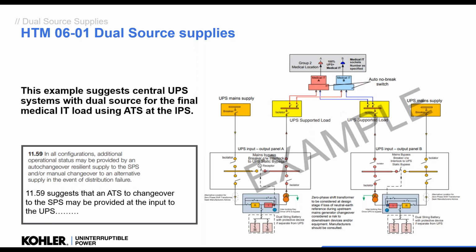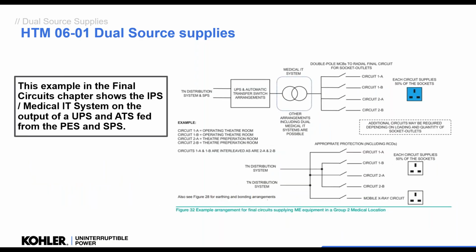So in the final circuits chapter, it shows an example of a UPS at the final circuit. So we have a UPS here with a medical IT. It doesn't specifically say where the ATS is, so it could be before the UPS or after the UPS, but we have a form of transferring between the 2 sources, PS and SPS, feeding through the UPS, feeding through the medical IT to the final circuits.